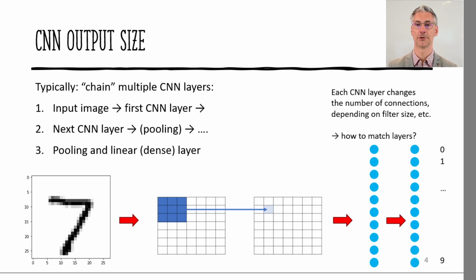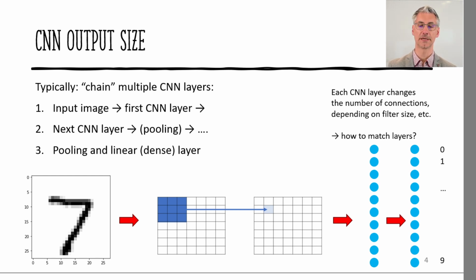So how do we then determine the output size? Typically in a convolutional neural network, we chain multiple layers. So for example, we have our input image and the first CNN layer and so on. And there may be some pooling layers and some more pooling layers and more convolutional neural network layers and so on. So that in the end, we have a pooling layer and then a final linear dense layer, for example, for image classification. So each layer of the convolutional neural network has a number of connections, and we need to determine how to chain these together.